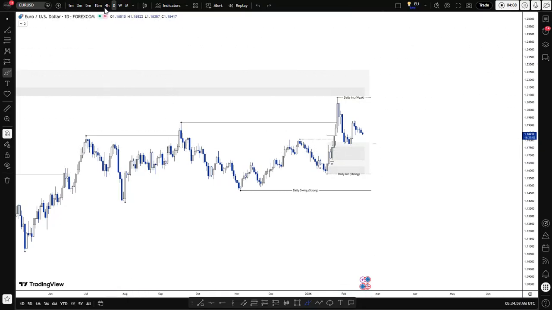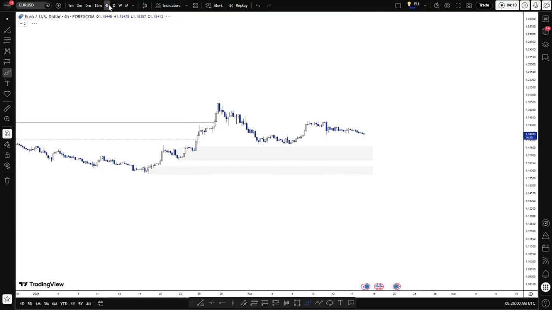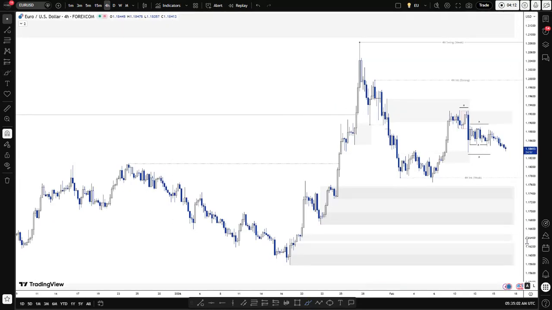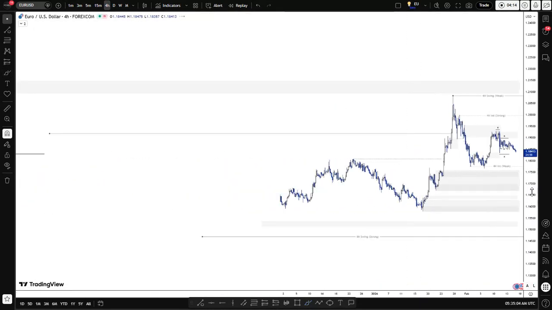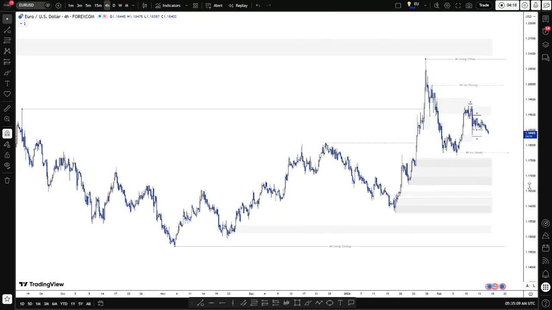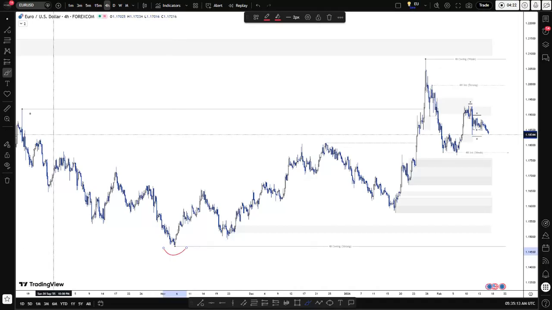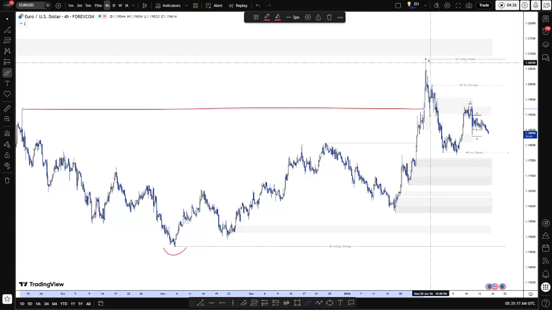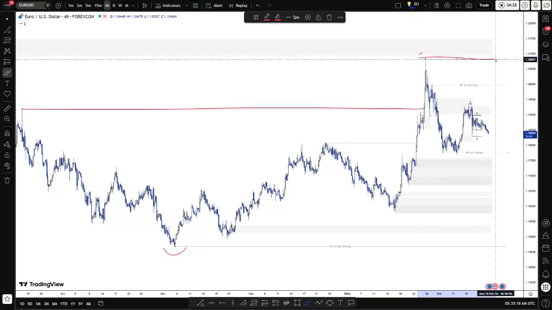Let's drop down to the 4-hour time frame. On the 4-hour time frame, my swing structure is bullish. This is the swing structure. It's a huge one. So this is my strong swing low. The swing is bullish. That is the bullish breakout structure, and this is my weak swing high.